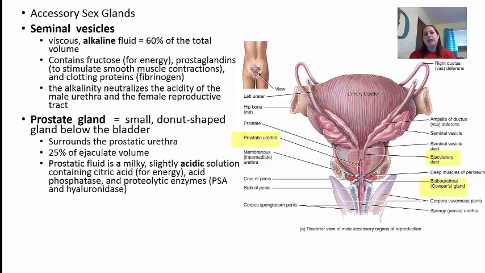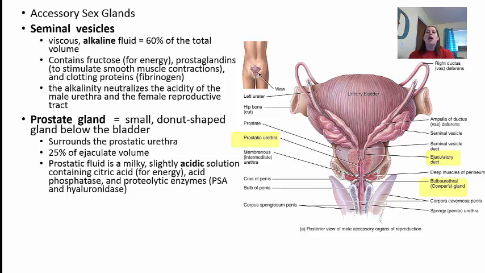The prostate gland is the second gland. This is a small donut-shaped gland. It's below the bladder, and it surrounds the prostatic urethra. It's going to produce 25% of the ejaculatory volume of the semen. The prostatic fluid is a milky, slightly acidic solution, and it contains citric acid. Citric acid is also for energy.